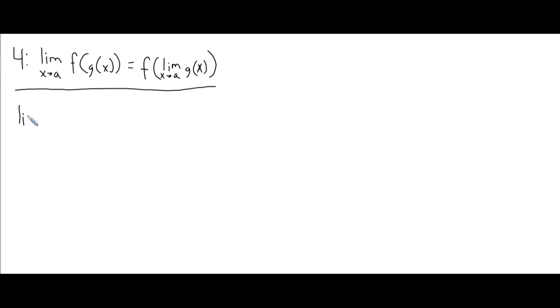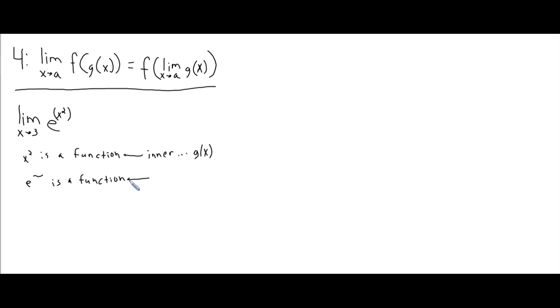Let's say we want to take the limit as x approaches 3 of e raised to the x squared, right? So e to the x squared. Let's look at this. So x squared is itself a function. We looked at that earlier in the video. And e to the something is also a function, right? We've seen e to the x, e to the 2x, e to the something is a function as well. When we look at it, e is raised to the x squared. So that means that x squared is our inner function, and e to the something is our outer function. So that means that x squared would be our g of x, and e to the something would be our f of x.